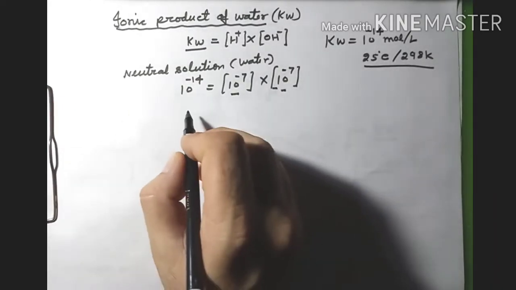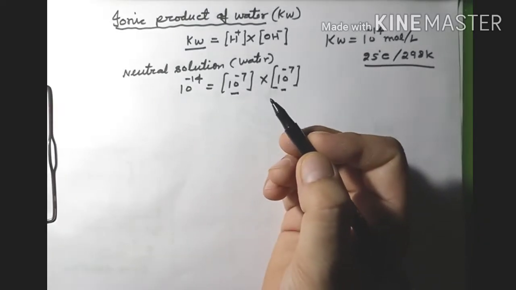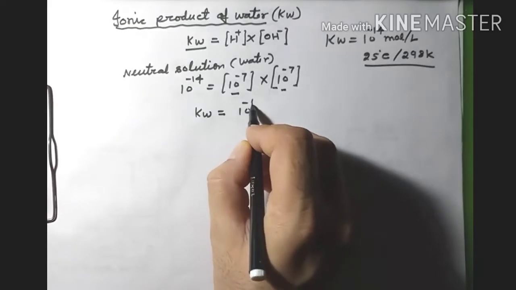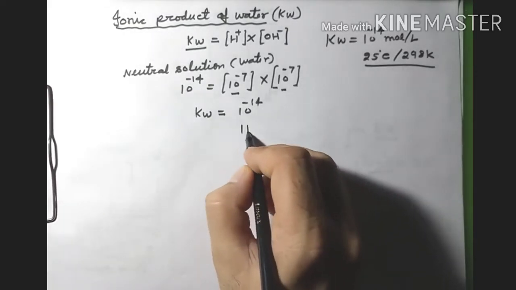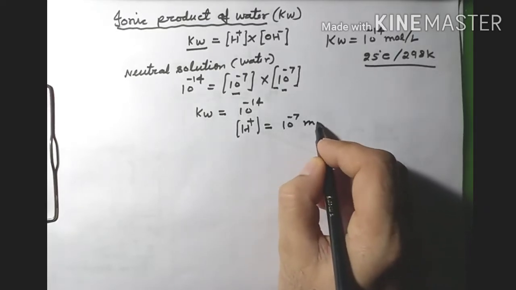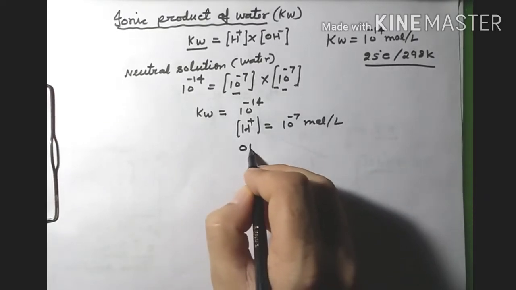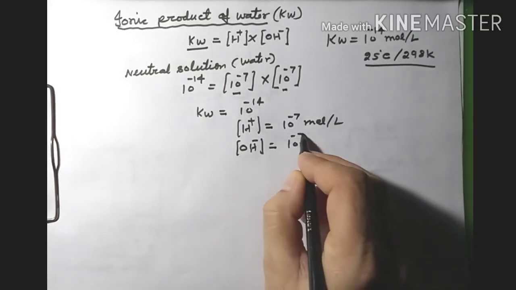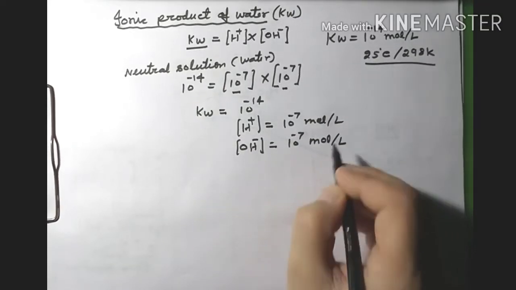So if I ask you what is the value of the ionic product of water, Kw, for neutral water, then you will say 10 to the power minus 14. And in this, the concentration of H plus is 10 to the power minus 7 mole per liter, and the concentration of OH minus ion is also equal to 10 to the power minus 7 mole per liter.